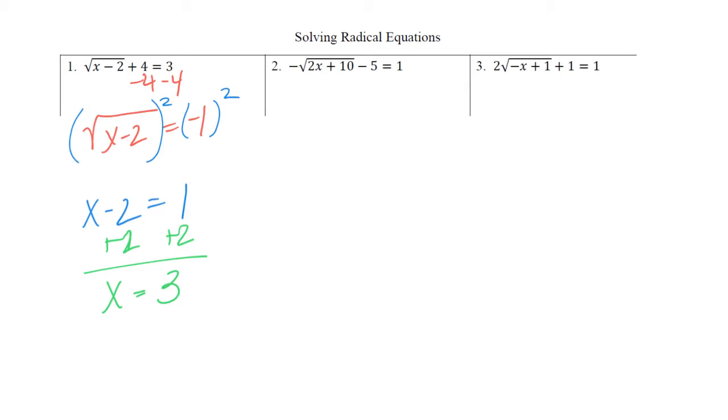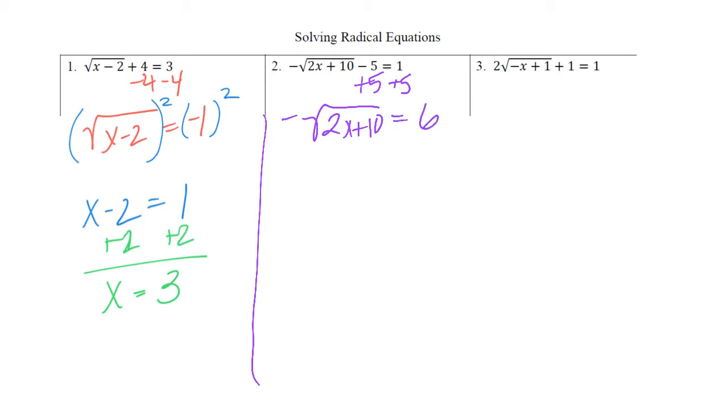Let's look at number 2 and think about maybe why it's a little bit different. So you always want to get rid of whatever's adding or subtracting first. So here we do have to add this 5 on both sides. Then we still have the negative out in front of that square root, but it equals 6. So we have to get rid of that negative before we can square both sides. So we should divide by negative 1.